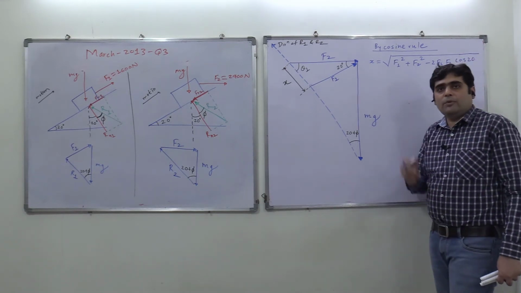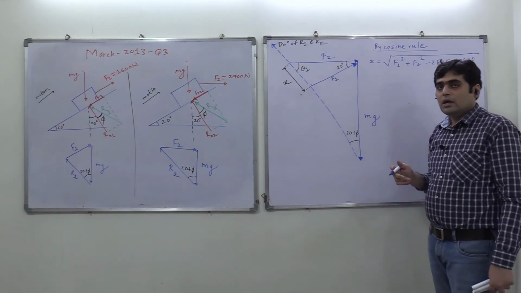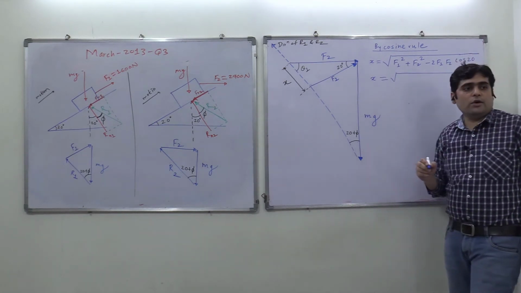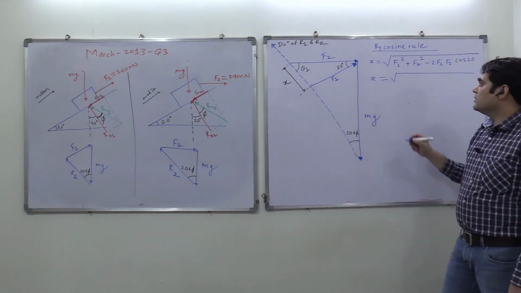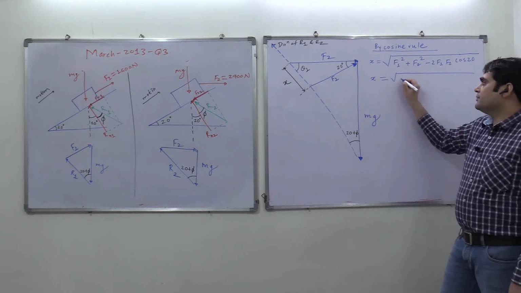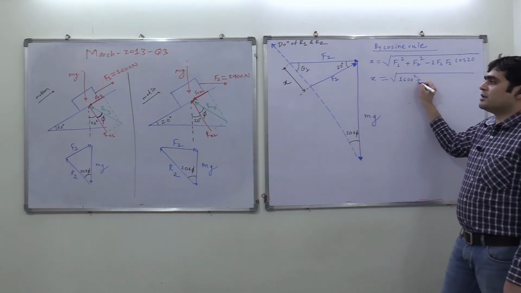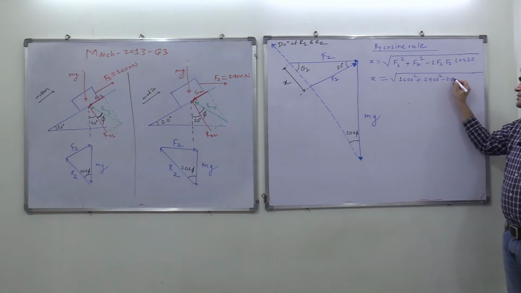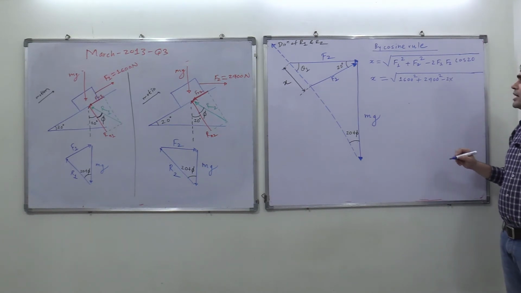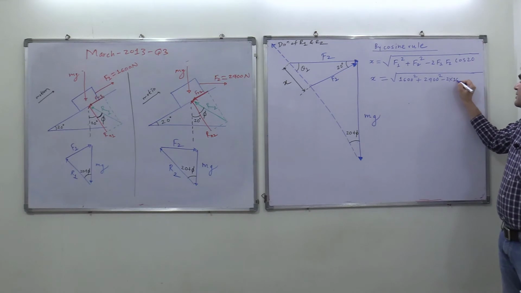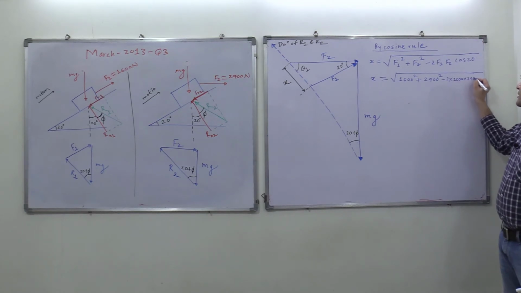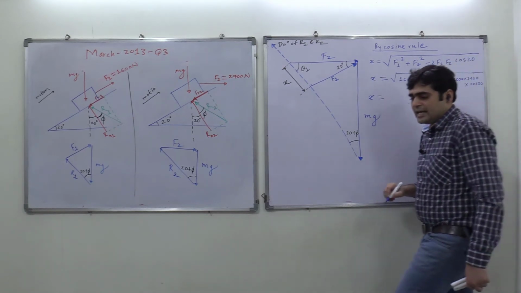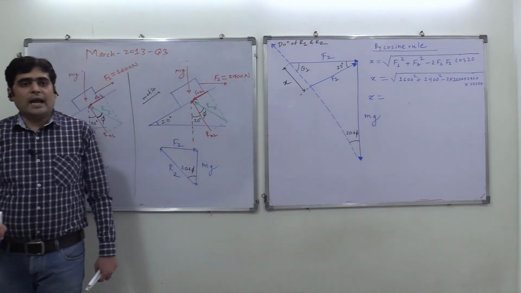Guys, are you getting my point? So x will be equal to under root of what? F1 is 1600 square. F2 is 2400 square. Check it, everyone, there may be a mistake from my side. So 2 times 1600, 2400 into cos 20. Everyone please do the calculation and tell me the value of x.